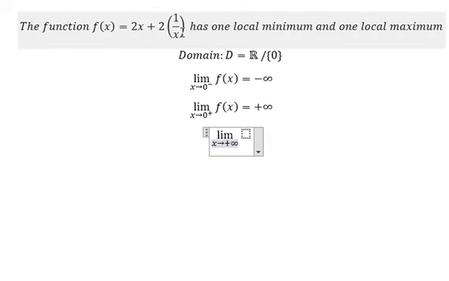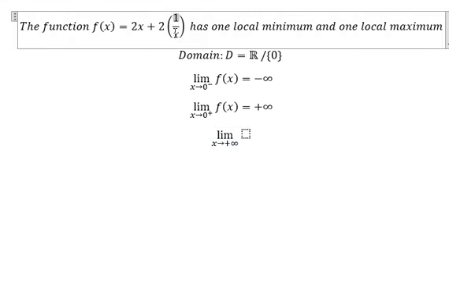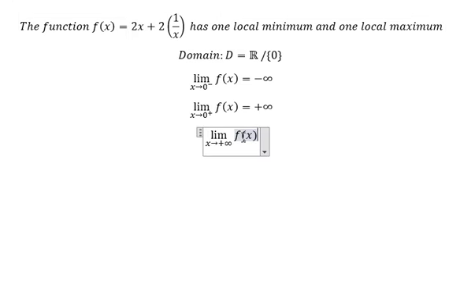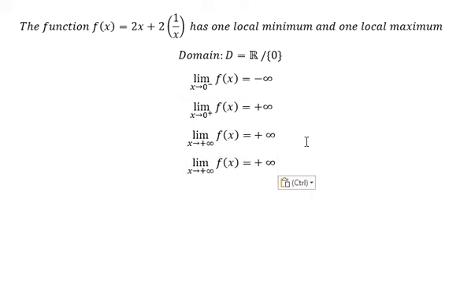When x goes to positive infinity, 1 divided by this one, you get 0. This one we have number 2. Number 2 is positive. So this one in here, they will go to positive infinity. Now for x goes to negative infinity, we have negative infinity.